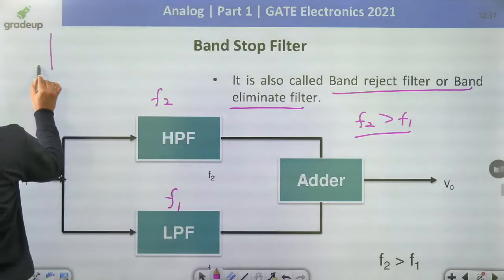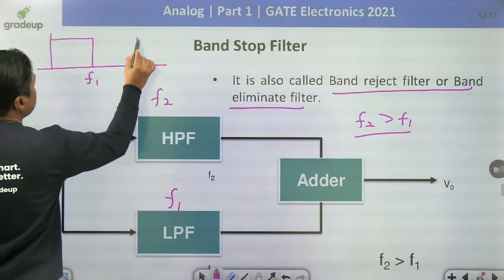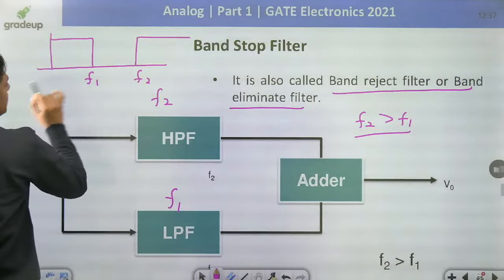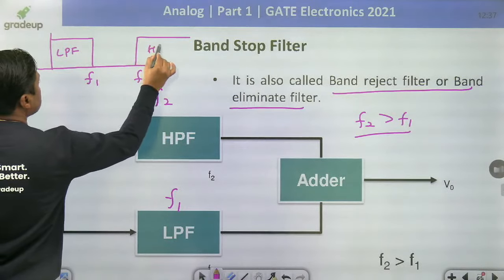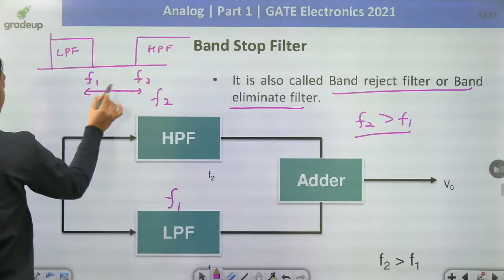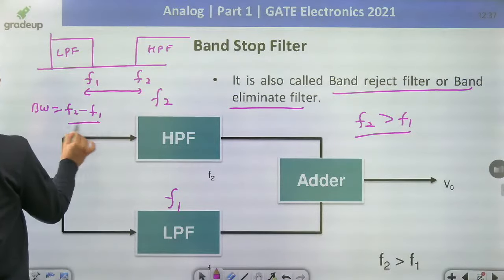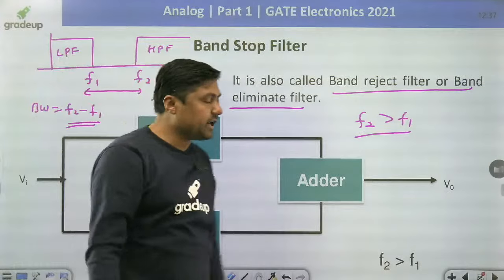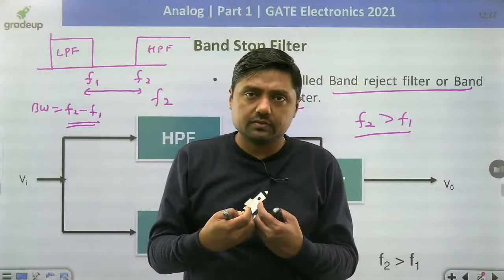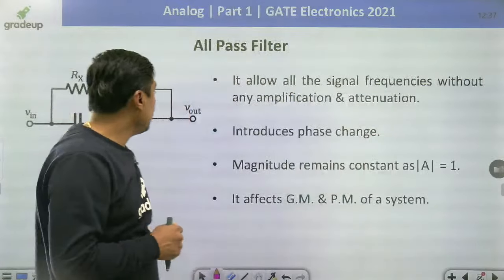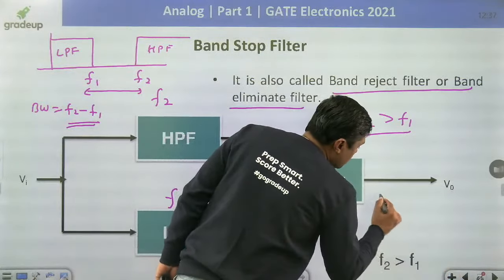Always remember this type of curve. This is a low pass filter, this is F1, this is a high pass filter, this is F2. F2 is greater than F1. What is the bandwidth of the notch filter? Bandwidth is given by F2 minus F1 for the band stop filter. So this is all about the band stop filter. When the bandwidth is very low, that is called narrow bandwidth, then it is called a notch filter.